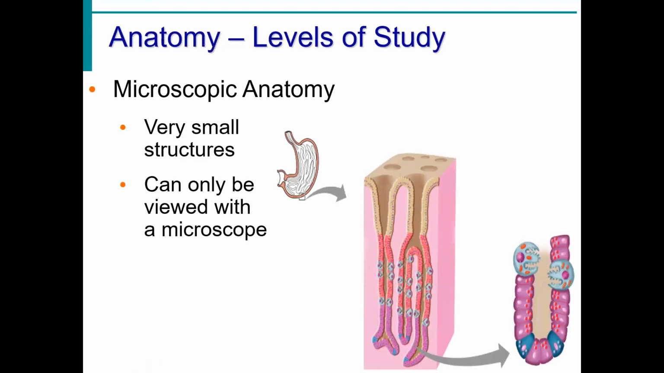So microscopic anatomy allows us to study the very small structures within our bodies, right? These microscopic studies can only be seen with the microscope. So we're talking about parts of the body like our cells and so forth that can only be observed with the aid of the microscope, right? So this is microscopic anatomy.